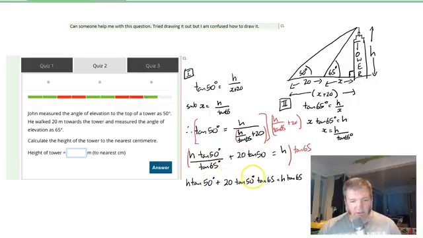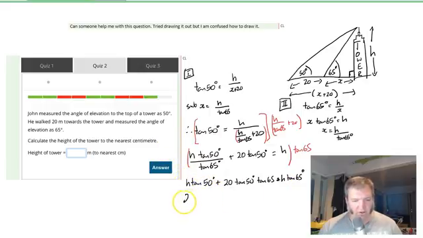Soon you'll realise that this degree symbol is important because we're going to measure angles using radians, but you don't know that for now. That's just a little teaser for what's coming ahead. Let's get all our h's together. Now the tan of 65, I think that's going to be bigger than the tan of 50, so I'm going to get them all on the right. So I'm going to subtract h tan 50 from each side.